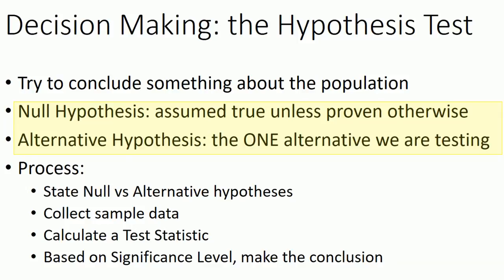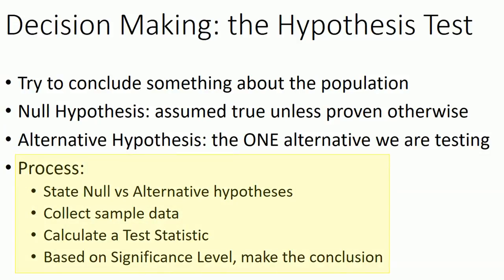So we call this the alternative hypothesis, and it's the one and only alternative we are testing in a hypothesis test. So we are only testing between two possible hypotheses. And the process in all hypothesis tests goes like this.